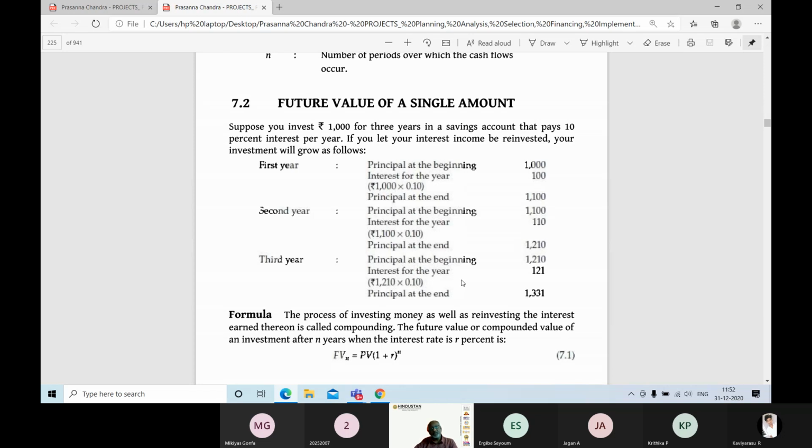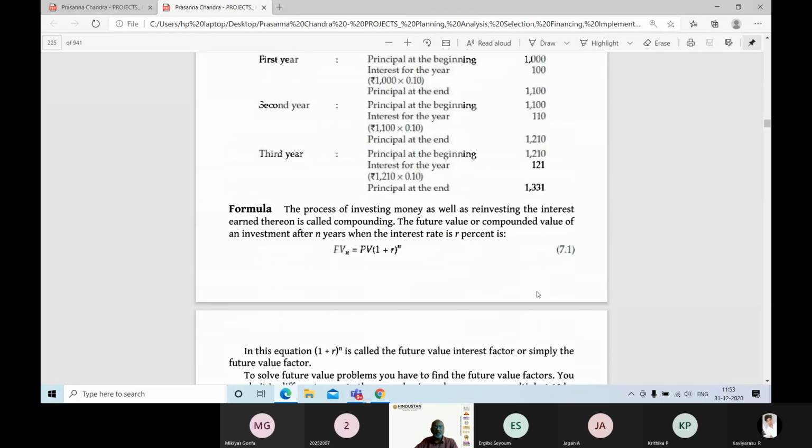Principal at the beginning of interest for the year, then 1,210 into 0.1 comes to about 1,000. Then you have to add together 1,331. So at the end of the third year, 1,331. For that, you have to calculate one by one. It is a very tedious process. That is why they incorporated one formula.